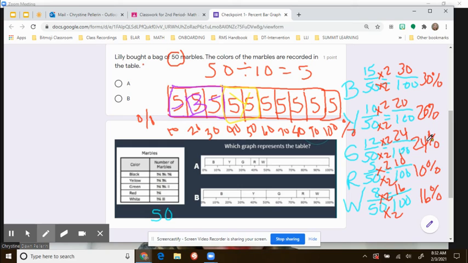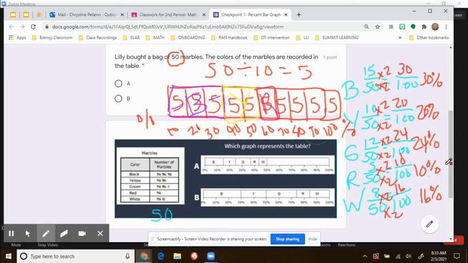Now, green says 24%. I'm going to do that last because it has a 4 in it. I want to do all the easy ones first. So let's do red. Red is 10%. So it's not 5, 10. We're counting the percent. It's 10. This is 10%. So this is red. And write an R.